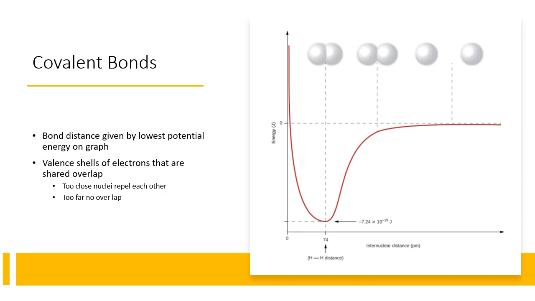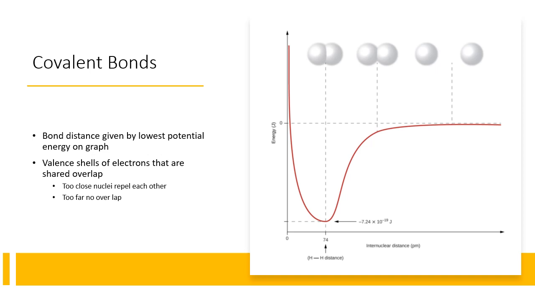All right, now something we haven't actually talked about before, but which we should address, which is also in the book, is that covalent bonds form when you overlap orbitals. So the bond distance in a covalent bond is given by the lowest potential energy on a graph like this to the right. This is energy versus internuclear distance. We're bringing 2 atoms together. They're forming a bond when their orbitals overlap. And if we put them too close together, their nuclei start to repel each other.